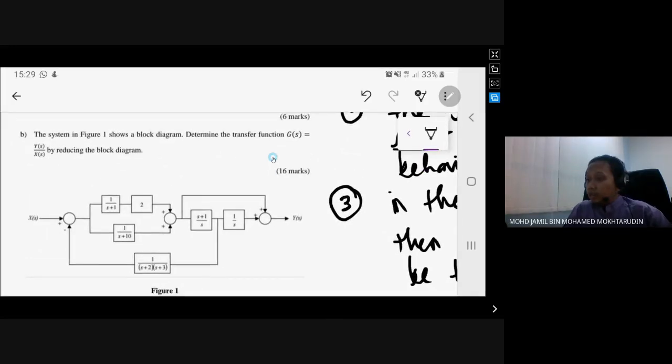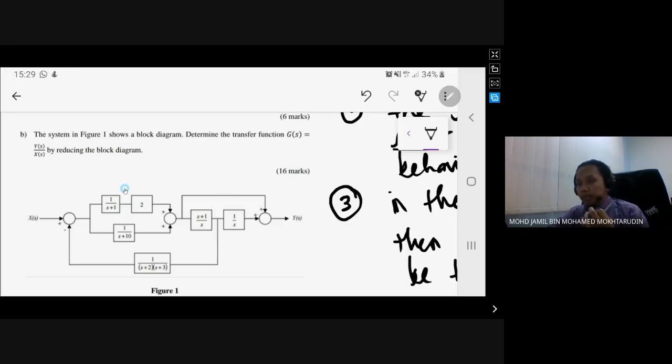Okay, the system in figure 1 shows a block diagram. Determine the transfer function G(s) equals Y(s) over X(s) by reducing the block diagram. So if you have a block diagram reduction question that is very high in marks, here it's 16 marks, what you are expected to answer is to give indication on what sort of arrangement the block diagram has. For example, here, these two blocks are in cascade. So if you say these two are cascade, you get 1 mark for that, okay?